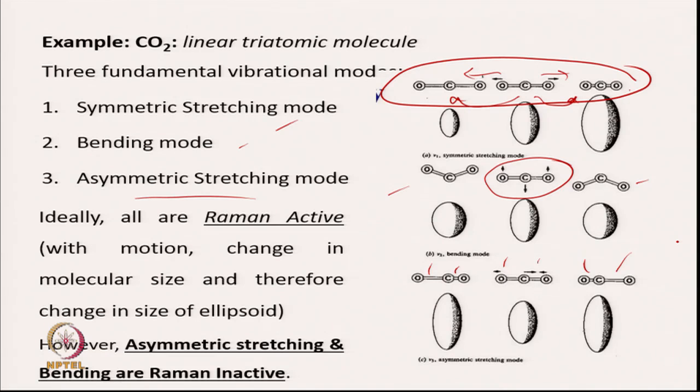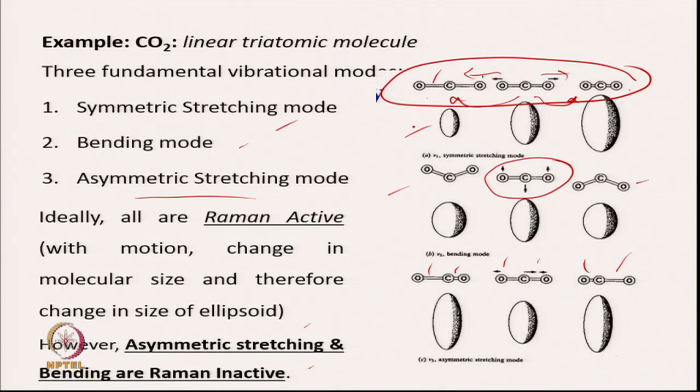Ideally, all are Raman active, because you can see that there is a change in polarizability. But in reality, this asymmetric stretching and bending are Raman inactive. Now, let us first think about what is happening to polarizability. So, here you see you are stretching this bond. What does that mean is that the electron cloud is more polarizable, since there is a greater distance between nuclei and electron cloud.